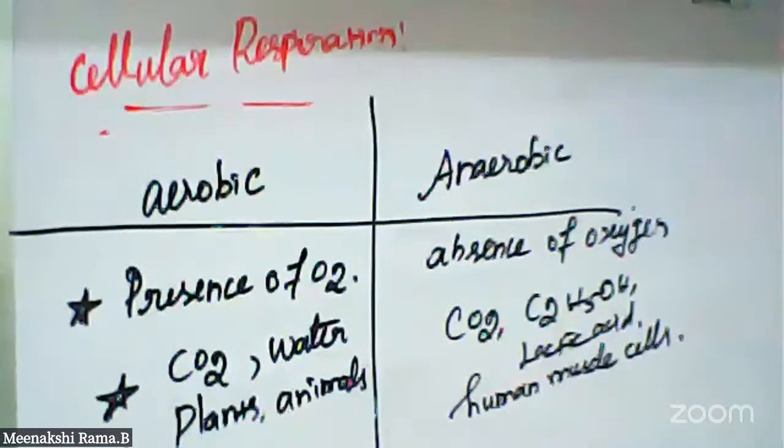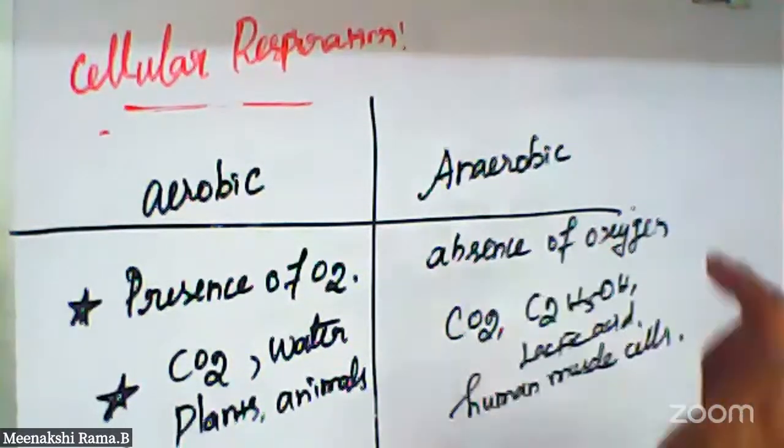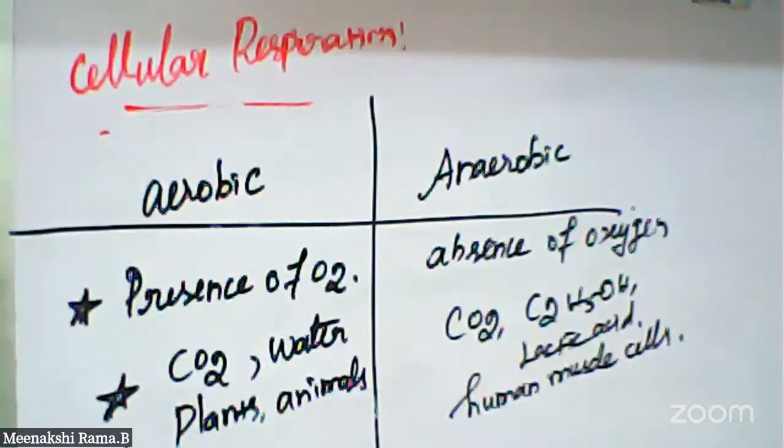So, we learned different kinds of respiration like aerobic and anaerobic respiration. Plants and animals follow aerobic respiration where it is possible. Human muscle cells use anaerobic respiration. Okay. Next topic is tissues.